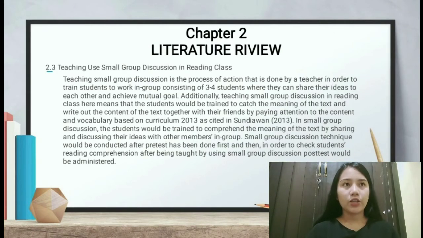Teaching using small group discussion in reading class. Teaching small group discussion is the process of action that is done by the teacher in order to train the students to work in groups consisting of 3 to 4 students, where they can share their ideas with each other and achieve a mutual goal. Additionally, teaching small group discussion in reading class means that the students will be trained to catch the meaning of the text and write out the content of the text together with their friends by paying attention to the content and vocabulary, based on Curriculum 2013 as cited in Sundiawan 2013.